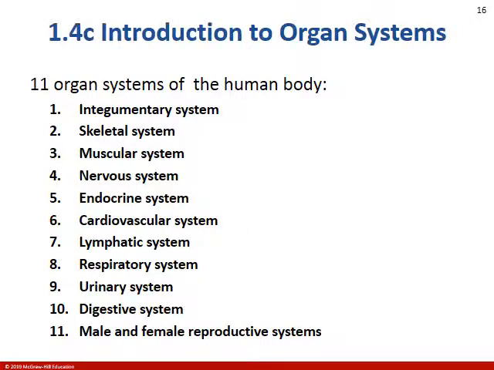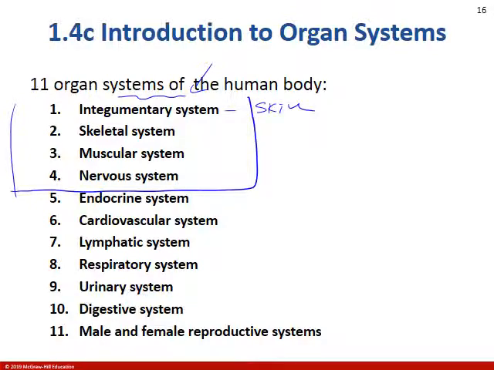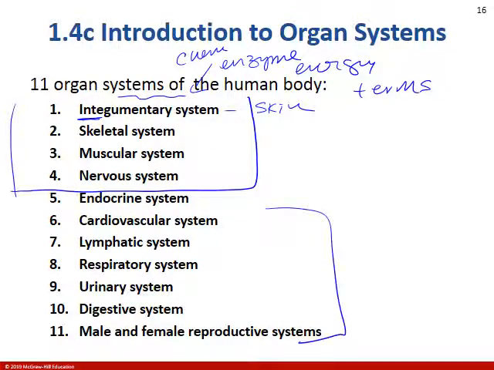Here are the 11 organ systems. We're going to focus on these 4 this semester. We kind of have to do some intro above integumentary. Integumentary is just skin. Or I shouldn't say just skin, it's really important, but it means skin. So we have to come up here and we have to talk about chemistry, and we have to talk about enzymes, and we have to talk about energy, and we have to talk about terms for anatomy and physiology. And then we finally get into these organ systems. And then you'll cover all of these other organ systems when you get to 202.